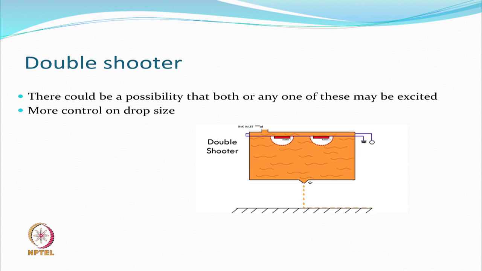One can have double shooters also, either at the top or at the bottom. So, the bubble size can be controlled because the area of the heating element may be different. If you need more volume, both of them may operate. If you need less volume, only one of them may operate. So, you have another control which can work on the size of the droplet.